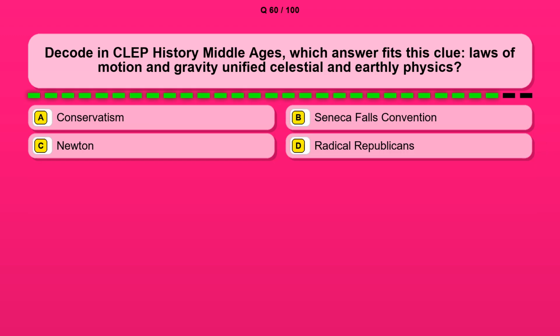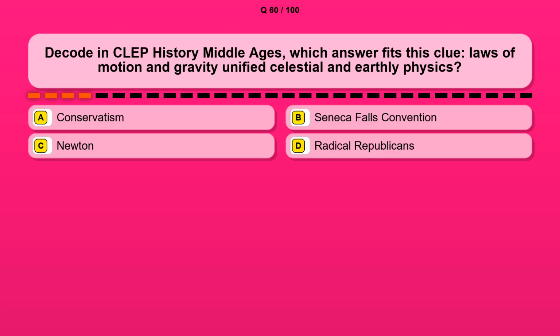Question 60. Decode in CLEP History Middle Ages, which answer fits this clue? Laws of motion and gravity unified celestial and earthly physics. Option A, conservatism. Option B, Seneca Falls Convention. Option C, Newton. Option D, radical Republicans.